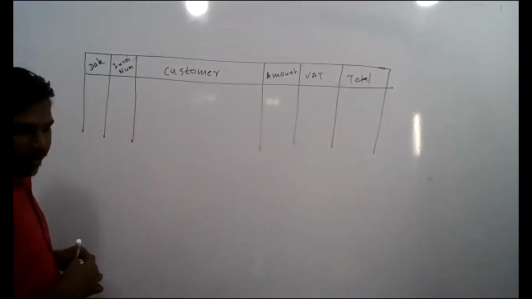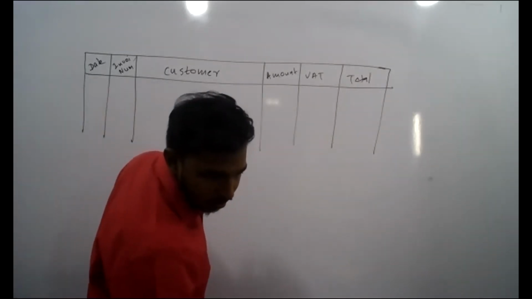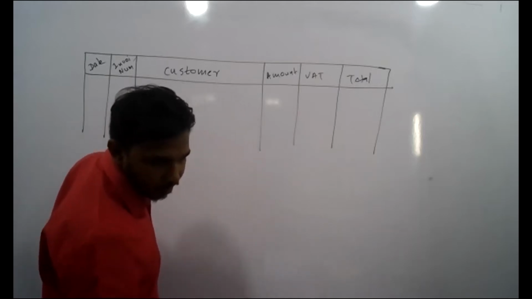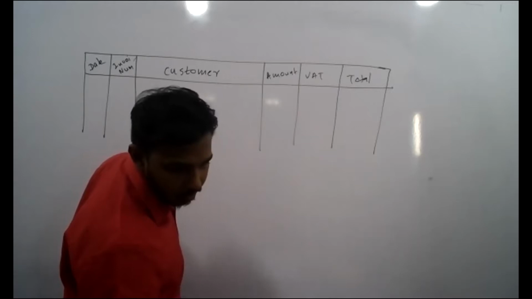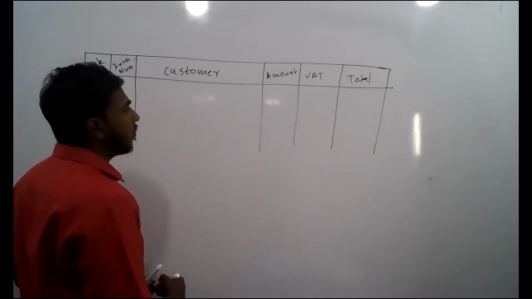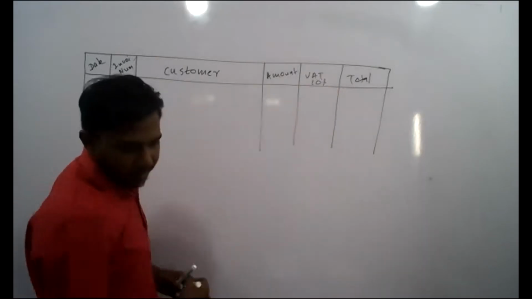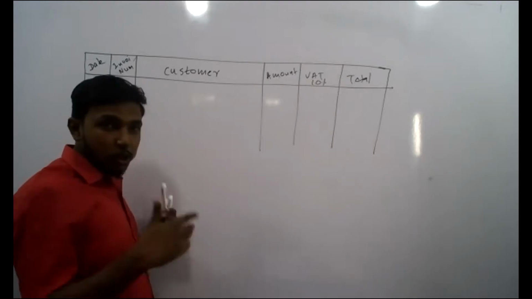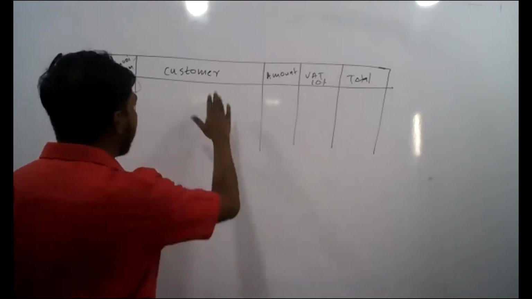Right. So we'll see what are the transactions. Then VAT is 10%, right? Am I correct? VAT rate. All the below amounts are excluding VAT. Everything is not including the VAT, excluding the VAT.